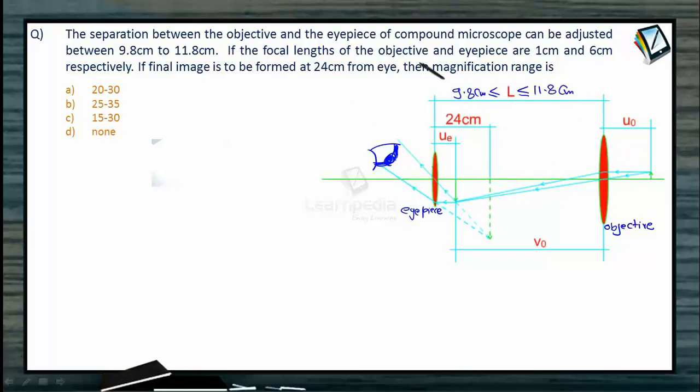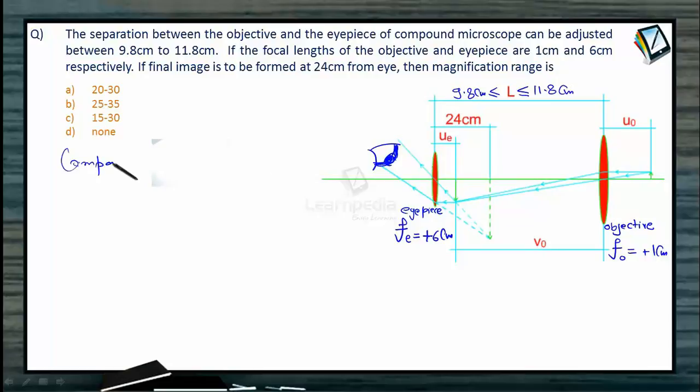If the focal lengths of the objective and eyepiece are 1 centimeter and 6 centimeter respectively, so the focal length of the objective f0 is plus 1 centimeter, and the focal length of the eyepiece is plus 6 centimeter. If the final image is to be formed at 24 centimeter from the eyepiece or eye, then what is the magnification range? We have to find the range of the magnification of this compound microscope.